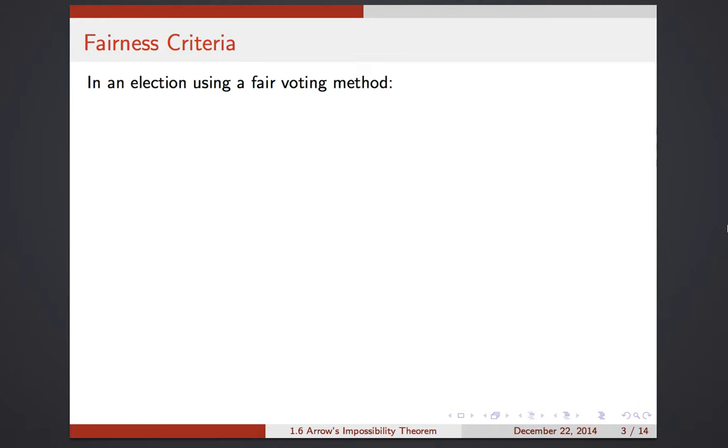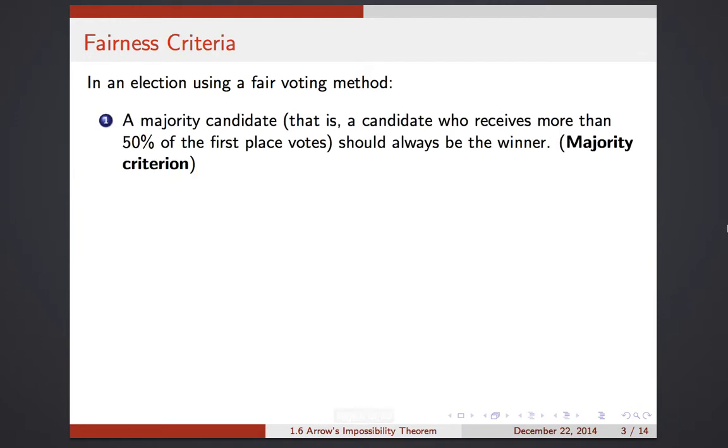So in an election using a fair voting method, a majority candidate, in other words, a candidate who gets more than 50% of the first place votes, should be the winner. And this is called the majority criterion. So let's make sure we understand exactly what this is saying.